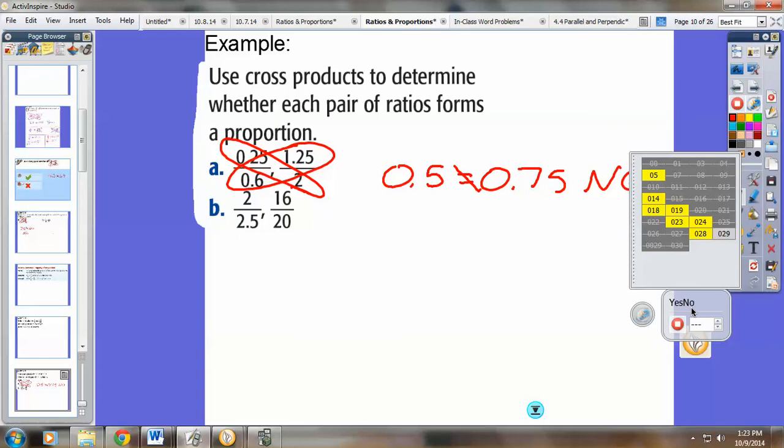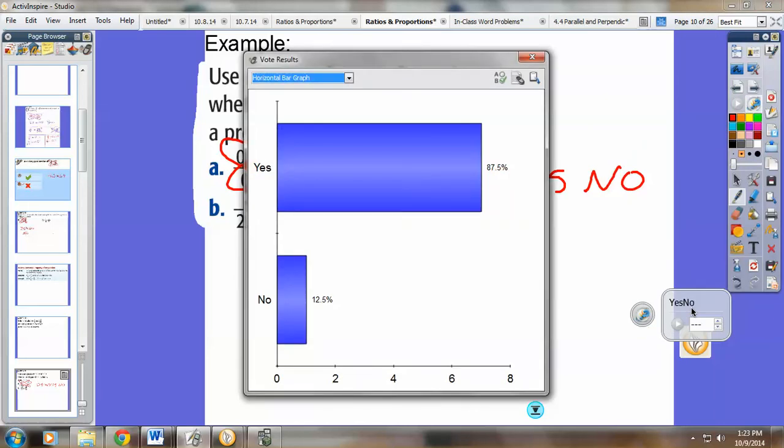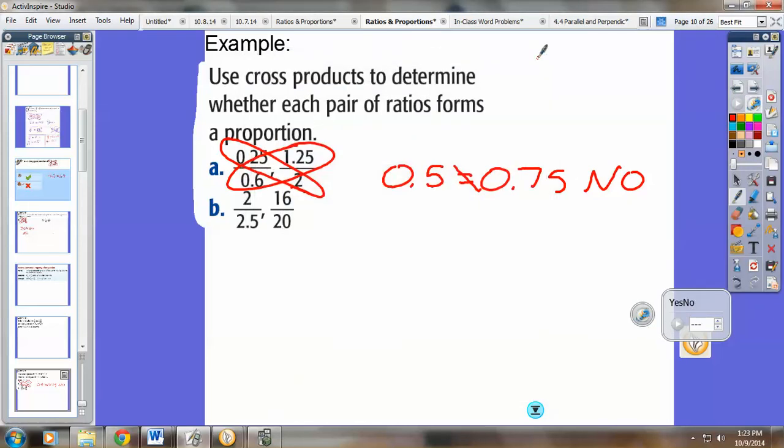I need one more in. 2 times 20 is 40, and 2.5 times 16 is 40. Yes. These are equivalent. Maybe just have to do it with your calculator. Alright, let's keep going.